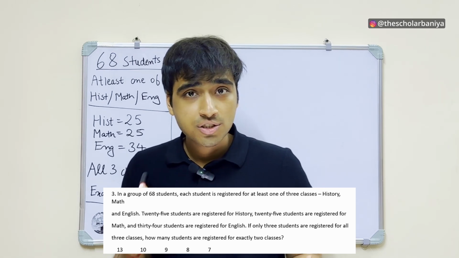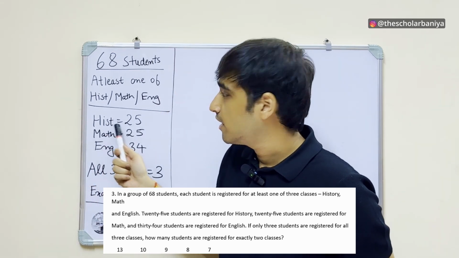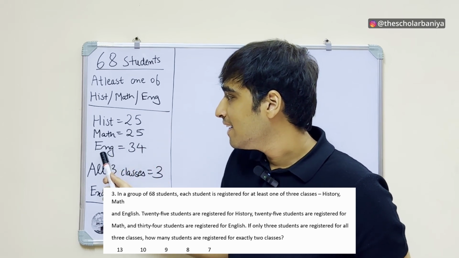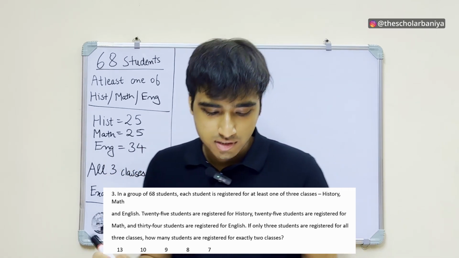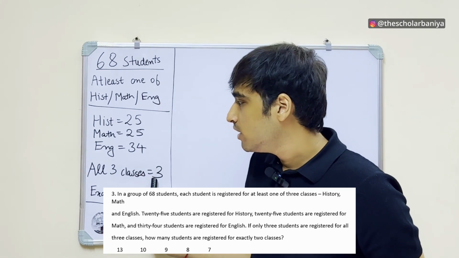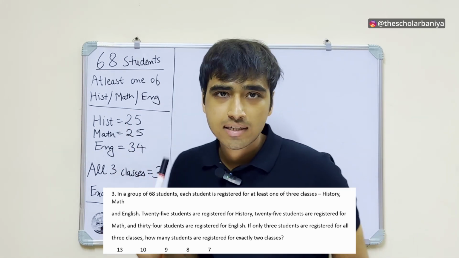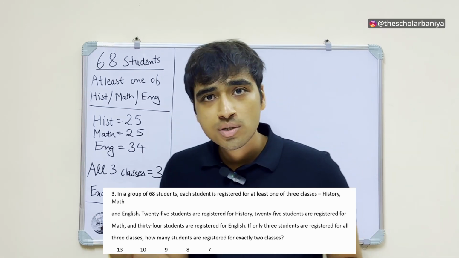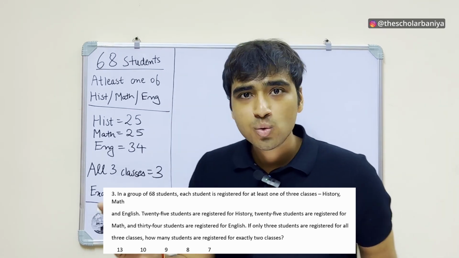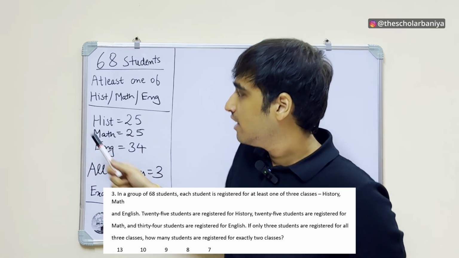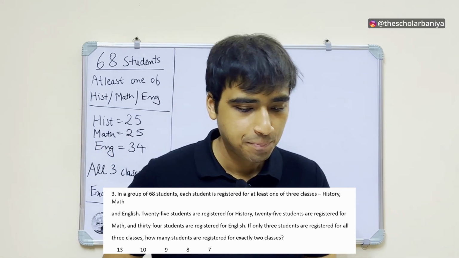25 students are registered for history. So in history, there are 25 students. In math, there are 25 students. In English, there are 34 students. Okay. And there are only 3 students who are in all the 3 classes, right? So we have to tell how many students are there who are in exactly 2 classes. It can be history, math, or math, English, or English, history, that way, right?